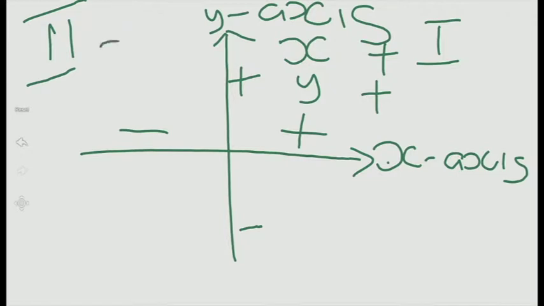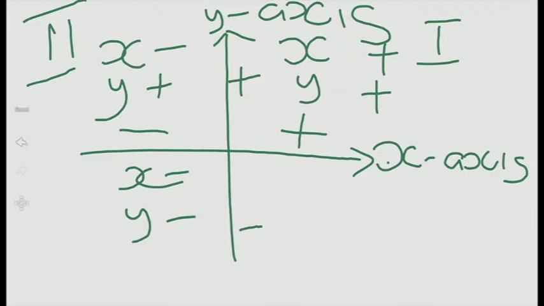So now we're looking at the values of x and the values of y in all these quadrants. The values of x here are negative and the values of y here are positive. The values of x here are negative, and the values of y here are negative. Then we come here, the values of x are positive, and the values of y, these are the y-axis, we have positive here, we have negative here.